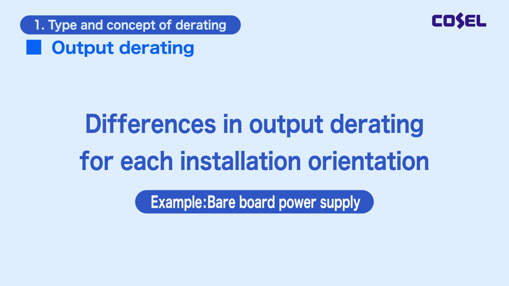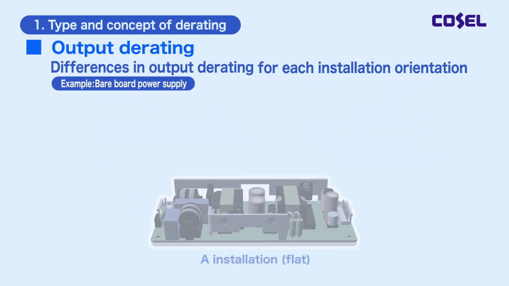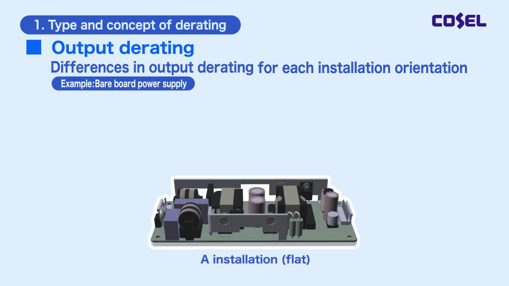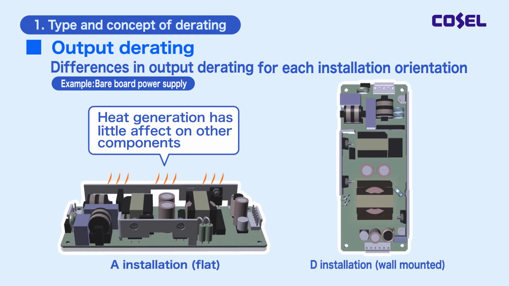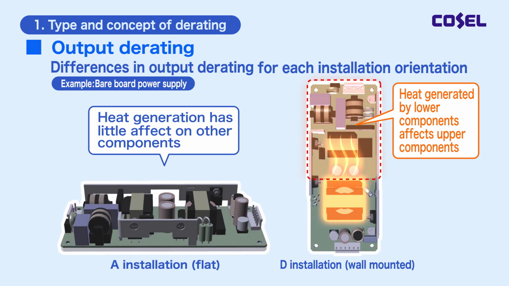Output derating characteristics differ depending on the installation orientation of the bare board power supply. For example, in an A installation that is flat, when components inside the power supply generate heat, there is little effect on other components. However, in D installation that is attached to a wall, if components inside the power supply generate heat, the warm air rises and heats up other components, affecting them.